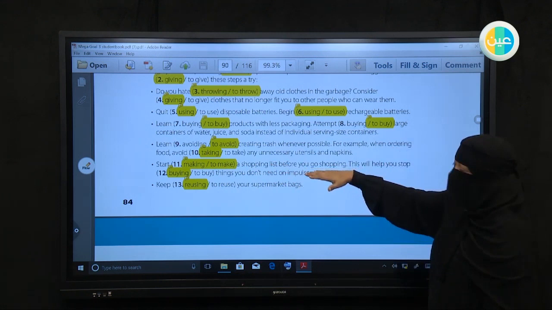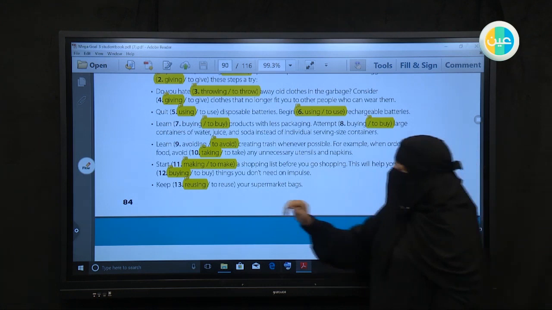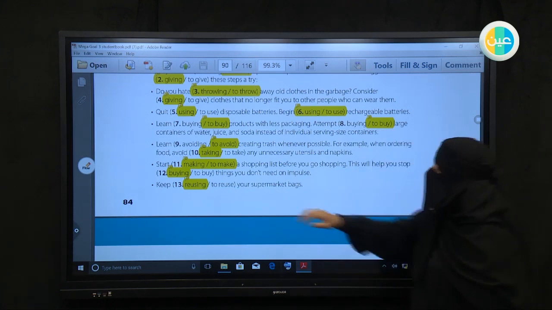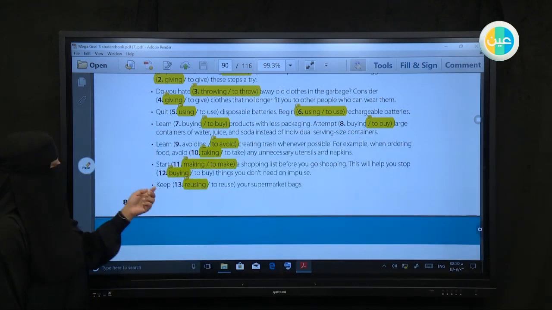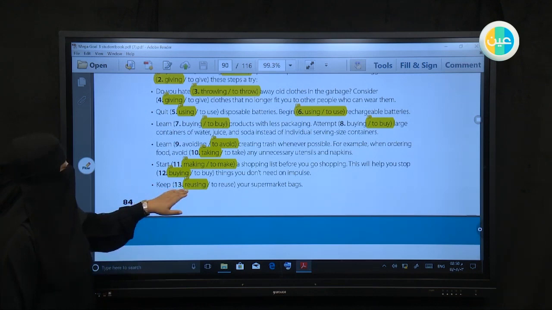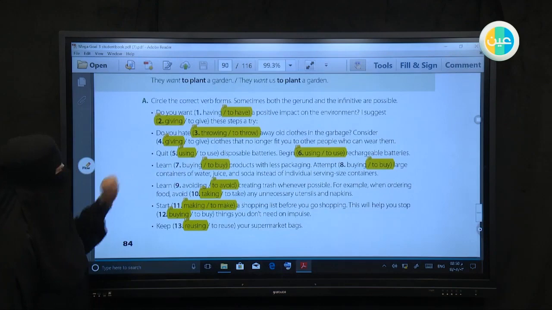This will help you stop. كلمة verb stop, هنا الفعل عندك stop. Stop من الأفعال حق الجيرند, فحتاخدي ing. Stop buying things you don't need on impulse. Alright, you have number 13, the last one here. Keep. Now keep is one of the verbs for the gerund. نستخدمها مع الجيرند فحتاخدي ing. Keep reusing your supermarket bags. Alright, هذه إجاباتك على الأسئلة من 1 إلى 13.